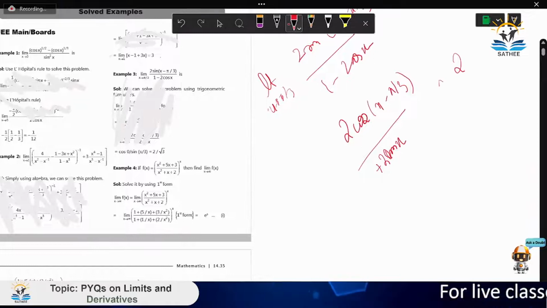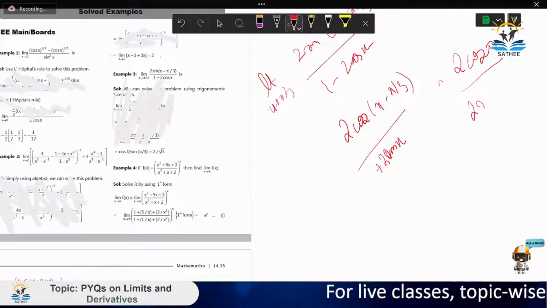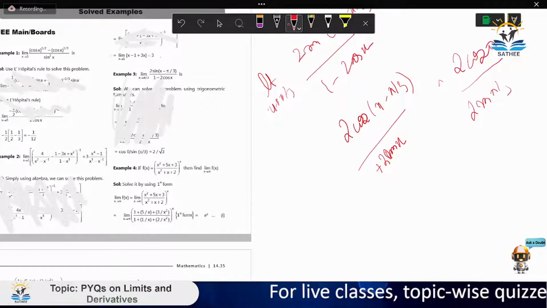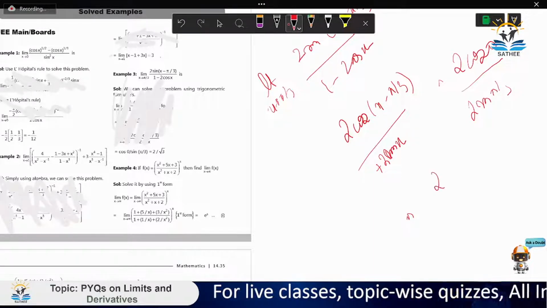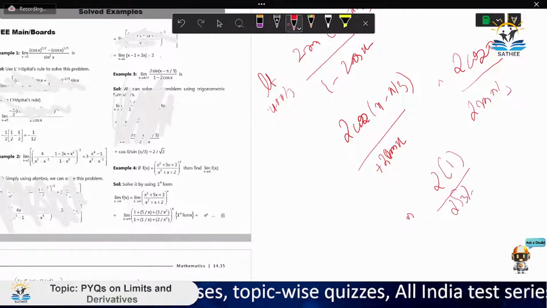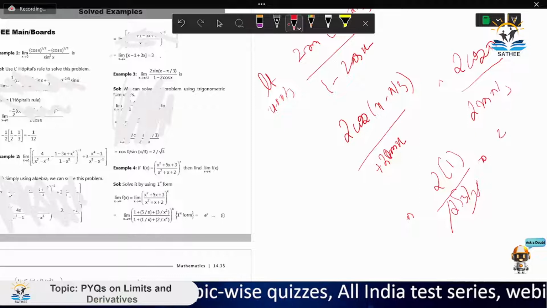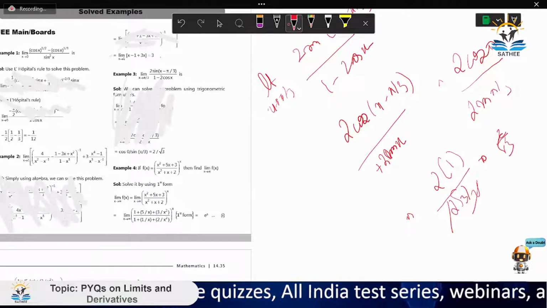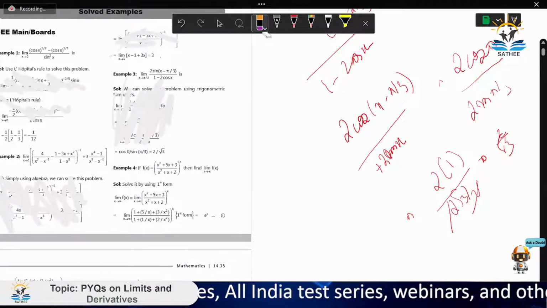So this would give me 2 times cos 0, and this would give me 2 times sine pi by 3. Sine pi by 3 is sine 60, and that is root 3 by 2. And cos 0 is 1, so 2 upon 2 root 3 by 2, so the 2s get cancelled. I'm left with 2 by root 3. Very easy.